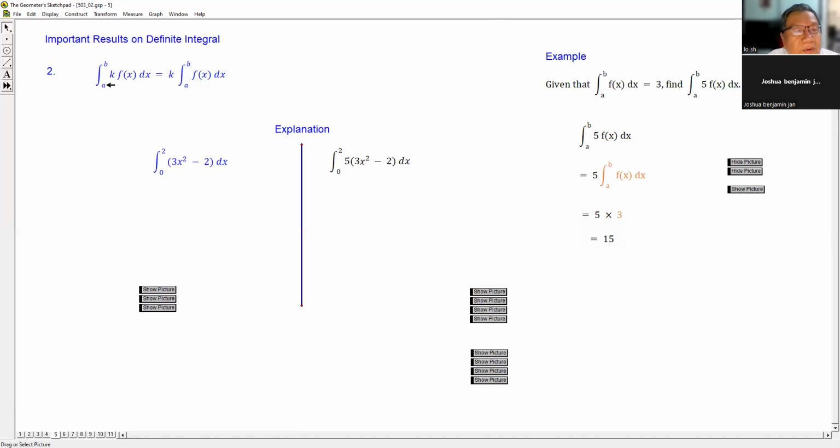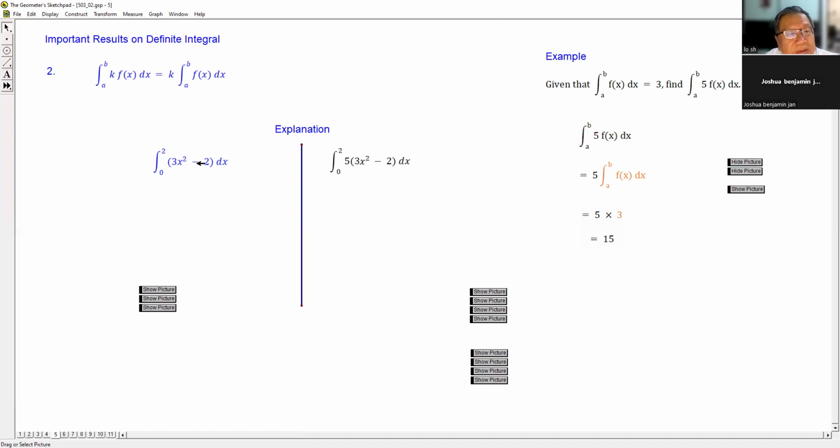Let's say, for example, we want to do a definite integral, and we want to integrate k f(x) dx, where k is a constant, a number. This is the same as k times the integral of f(x) dx. The k outside, no need to integrate. You just take out the number and integrate the function, so after you get the answer, you just multiply with k.